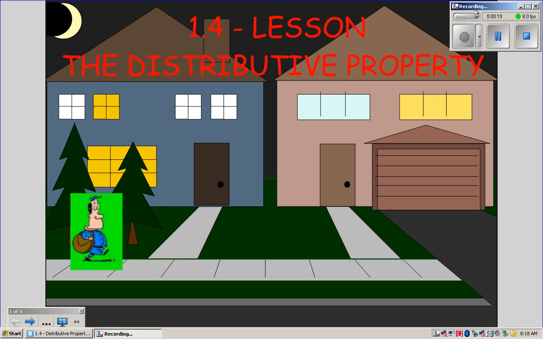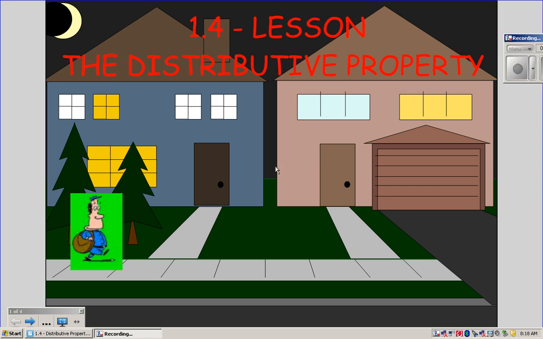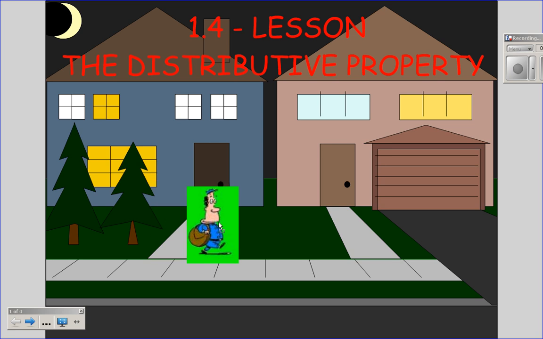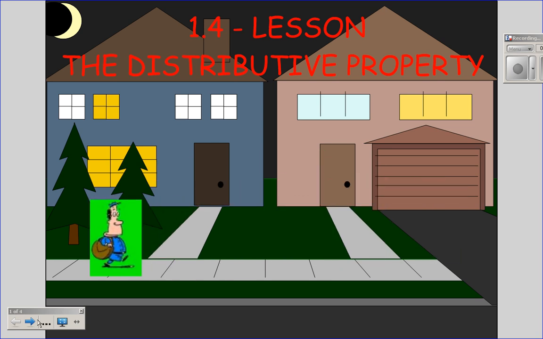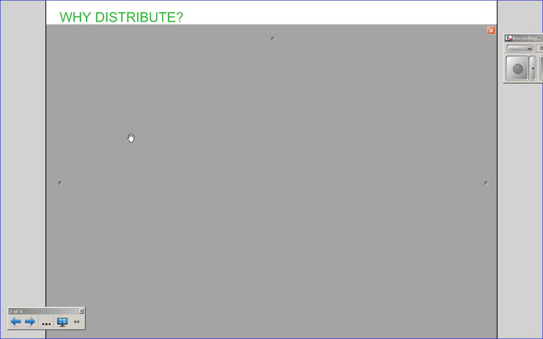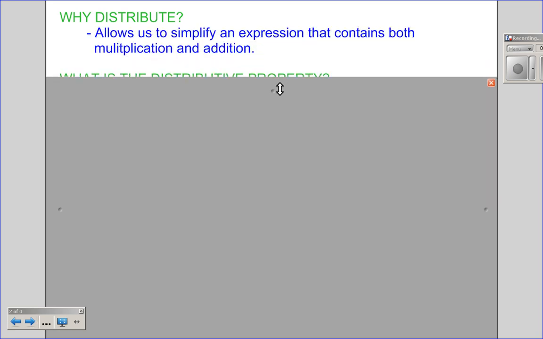So looking at today's lesson, we see the mailman here needs to distribute the mail to every house on his route, and we'll be thinking about the distributive property in a very similar way. So why do we distribute? Well, it allows us to simplify an expression that contains both multiplication and addition. Once again, allowing us to simplify a given expression.